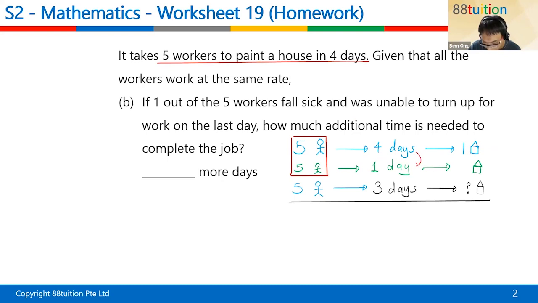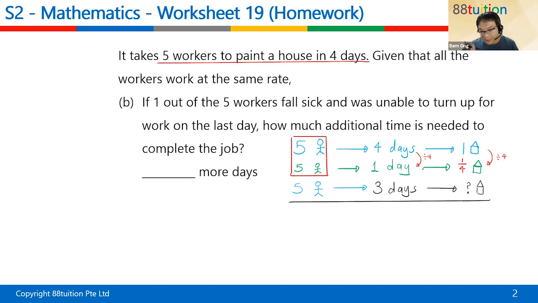Look, from 4, how do I get to 1? Divide by 4, right? Down here, do I times 4 or divide by 4? It's actually a direct relationship. Can you see or not? In 4 days, I do up the entire house. In 1 day, I only do up 1/4 of the house. 1 divided by 4. Does it make sense to you?